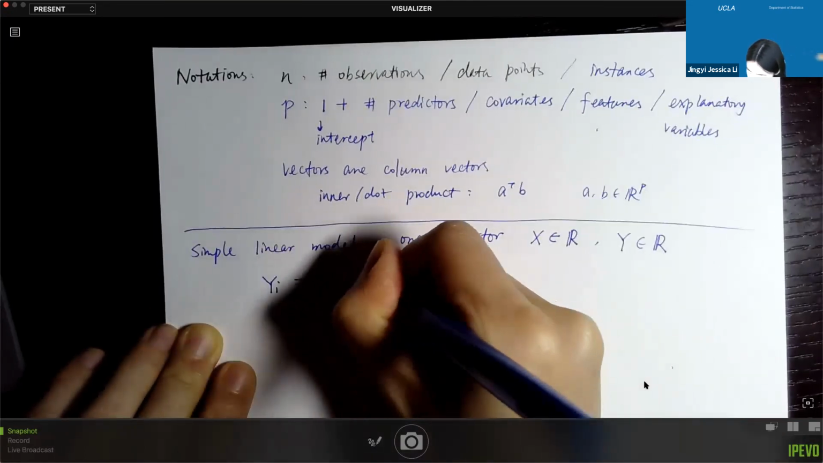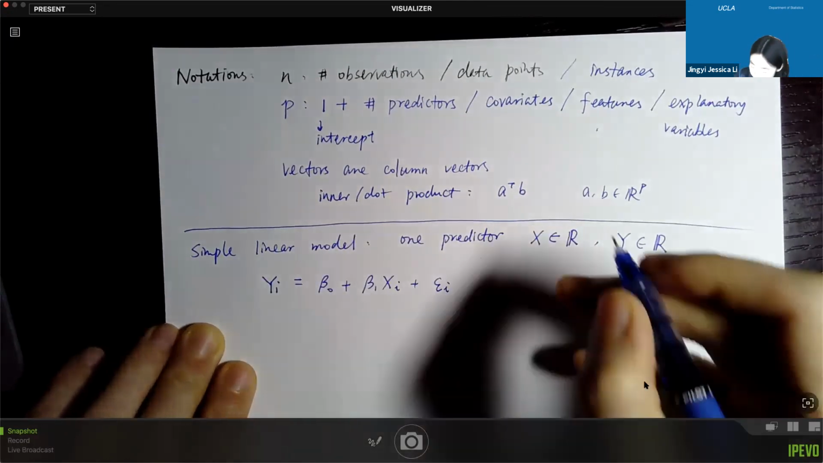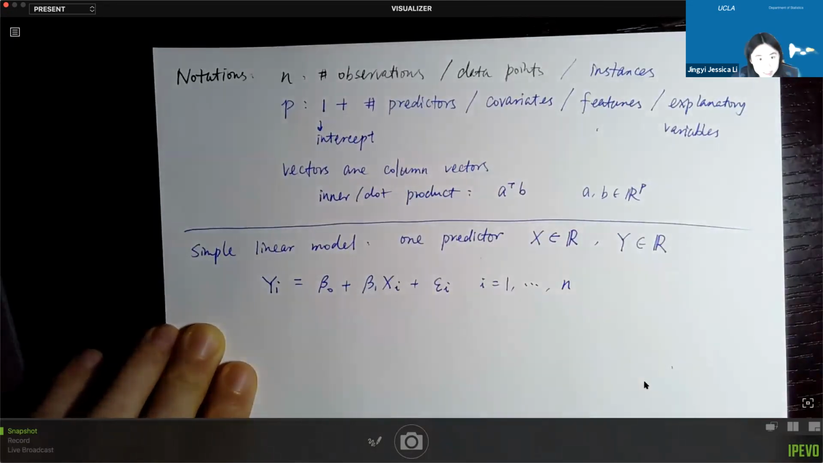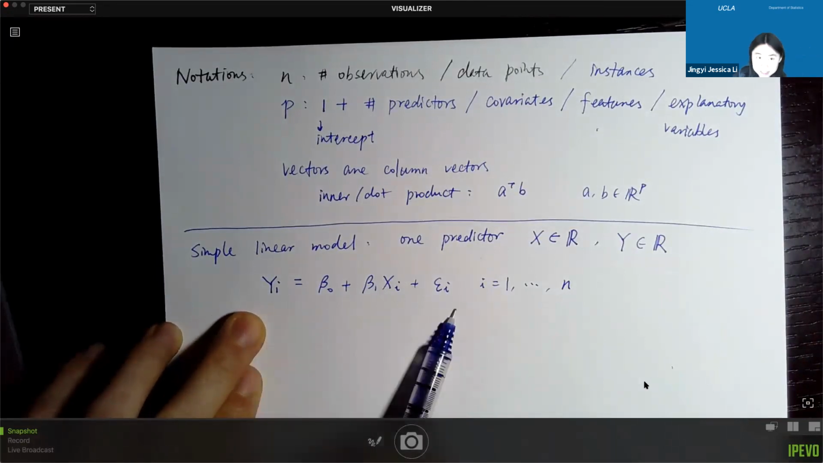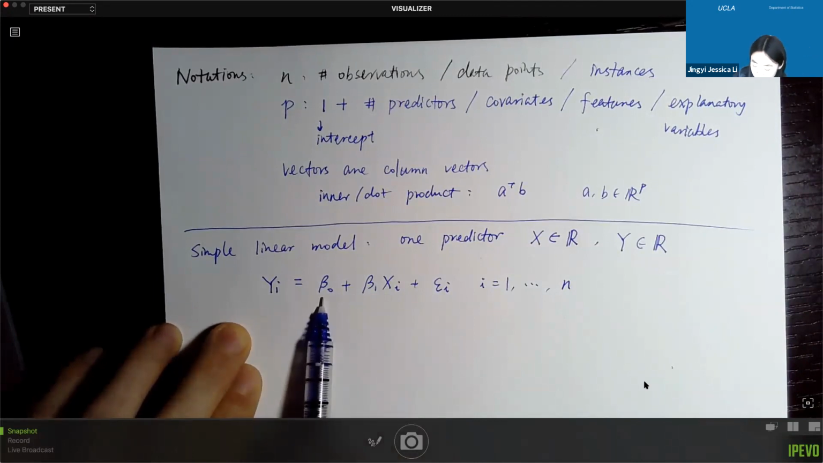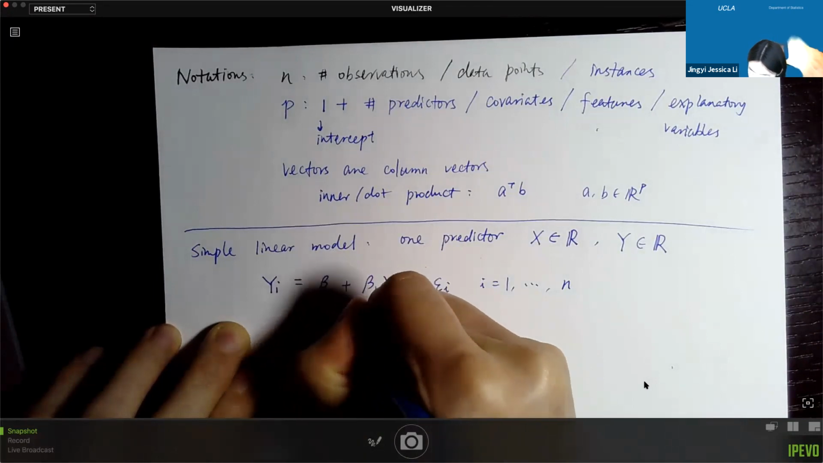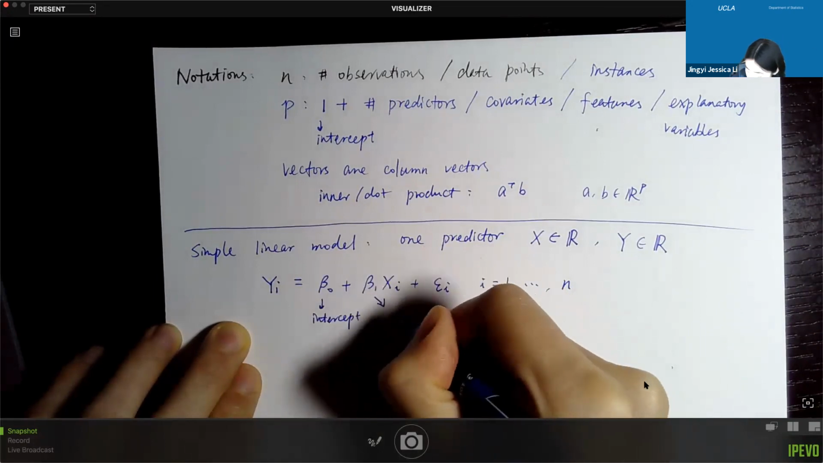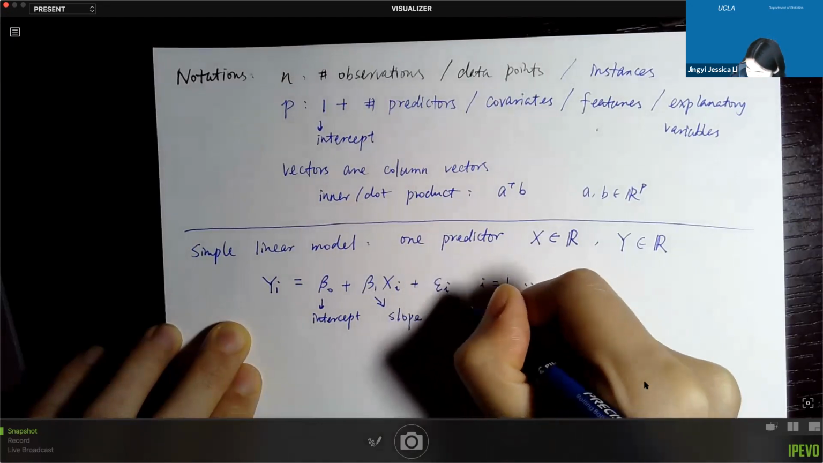let me just write it here. So I go from 1 to n. So in this writing, when I use those notations, basically everything is scalar. There's no vector here. And we call this beta 0 the intercept. Intercept is always a scalar. And we call this beta 1 the slope. And this is what we call the error term.